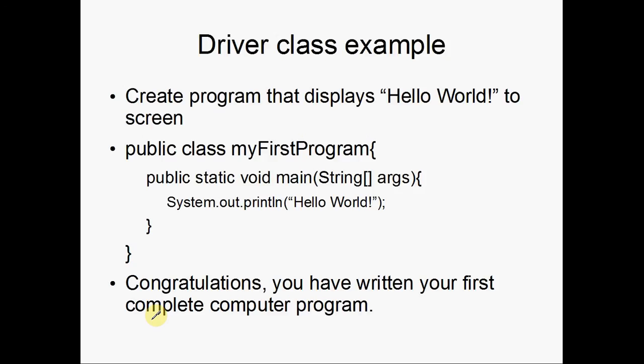So here's a driver class example. This is a program that displays hello world to the screen. Here we have public for our access modifier, the word class, to show that it's a class, and then we called it my first program, because again, I'm not very creative with these names. We have our main method here, and we're printing out hello world to the screen. Congratulations, this is the first complete computer program that we've written in Java.